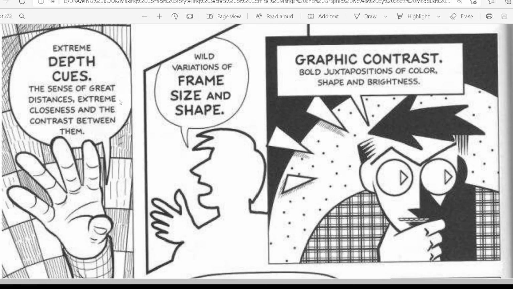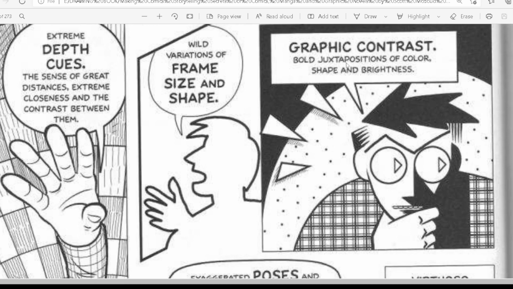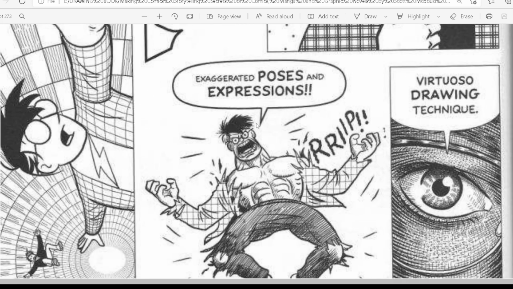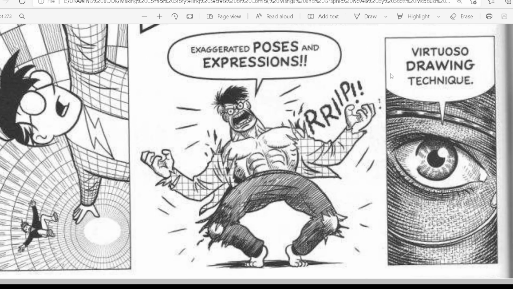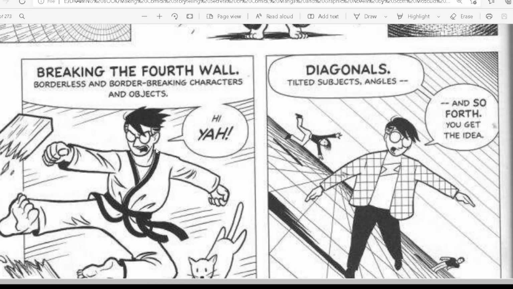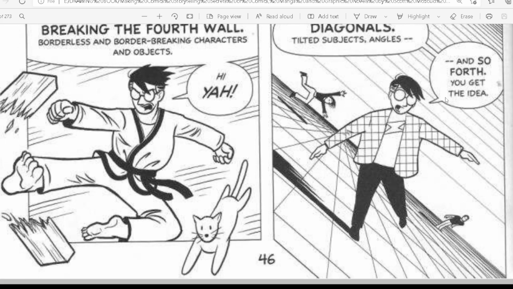Extreme depth cues, the sense of great distances, extreme closeness, and the contrast between them, while variations of frame size and shape, graphic contrasts, bold juxtapositions of colors, shapes, and brightness, exaggerated poses and expressions, virtuoso drawing techniques, breaking the fourth wall, borderless and bordered, breaking characters and objects, diagonals, tilted subject angles, and so forth. You get the idea.